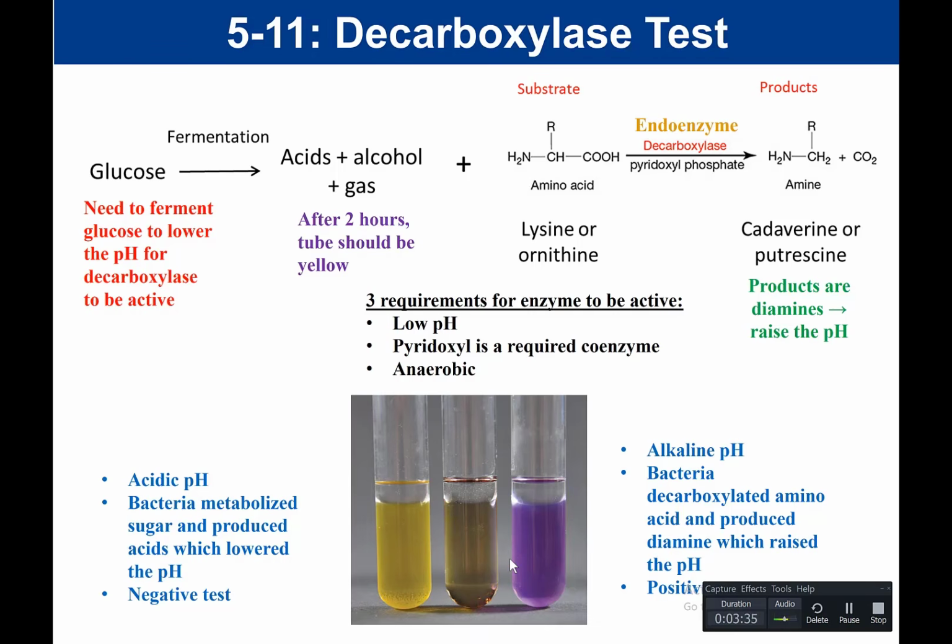You want to know that the negative is the yellow. Negative is the yellow, and that's because the pH is acidic. What that means is that bacteria metabolized the sugar only, and that produced the acids, which lowered the pH, but they did not decarboxylate the amino acids. And so the positive is purple and the negative is yellow.